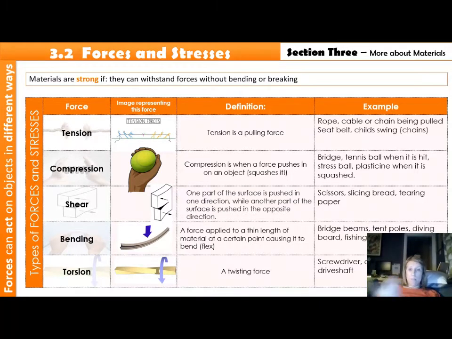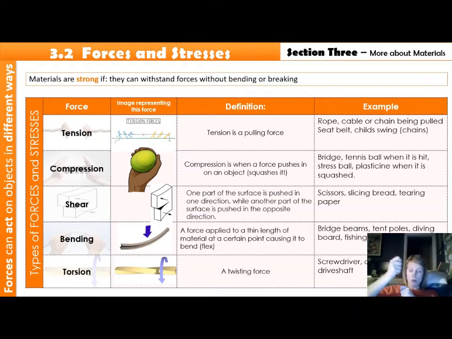The next one is a bending force. This is very simple. It's normally applied to a thin length of material. I'm looking around my house to try and find something. Can't find anything decent, but some good examples of that are things like tent poles. If any of you have put tents up before that have got these plastic tent poles, they have to bend to go inside the tent fabric. It could be bridge beams, as they've got pressure on them, compression on them, they will bend at a certain point. A diving board which is fixed at one end, when the pressure is on this side it will bend.